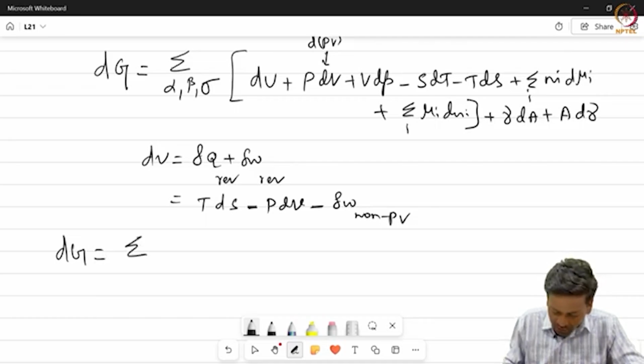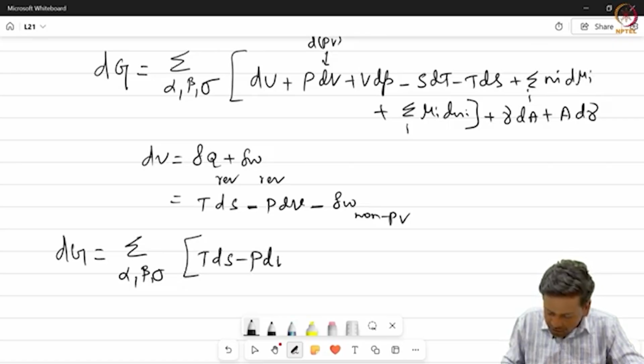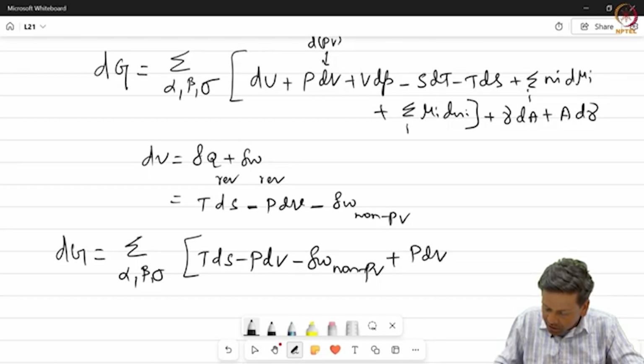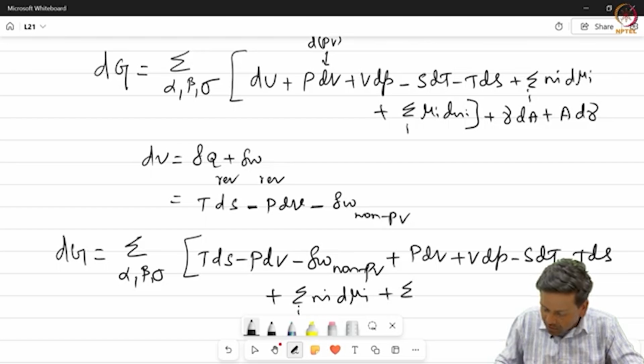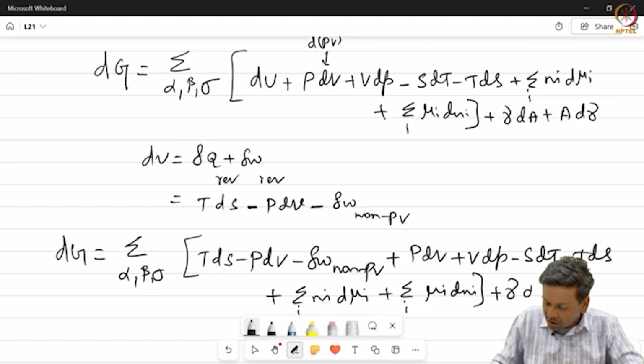So, you have alpha, beta, sigma. Now, if I put this back into this equation, TdS minus PdV minus delta W non-PV, plus PdV plus VdP minus SdT minus TdS, plus summation over i of Ni d mu i plus summation over i of mu i dNi plus gamma dA plus A d gamma, right.